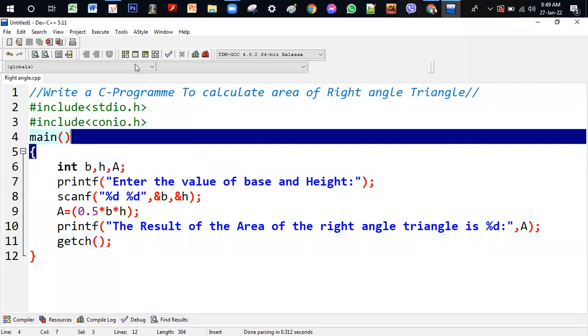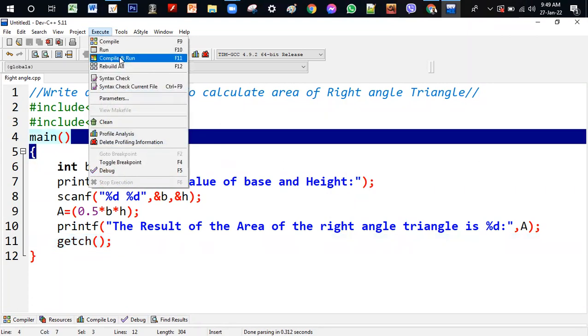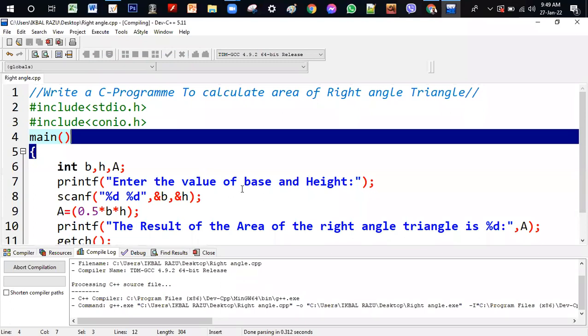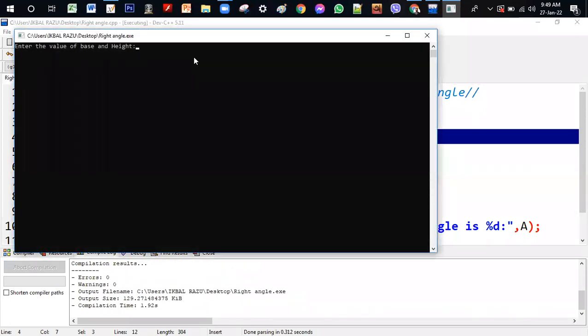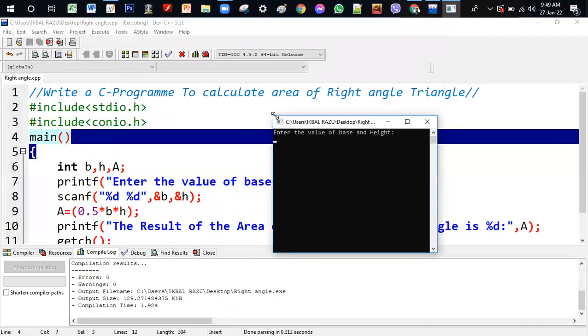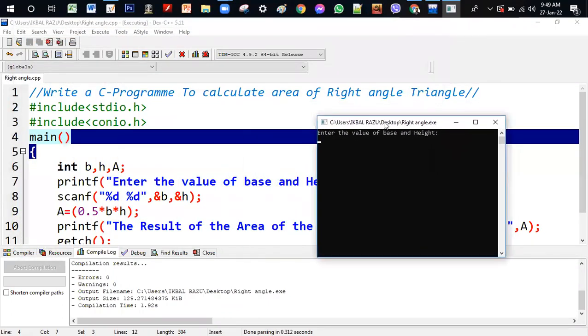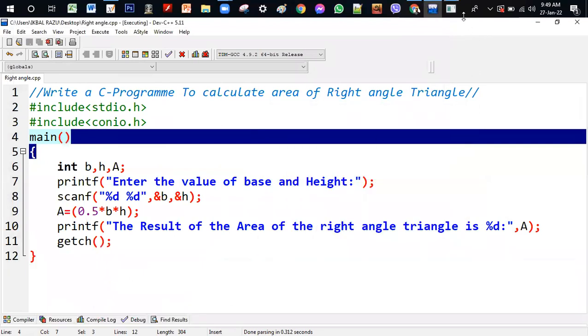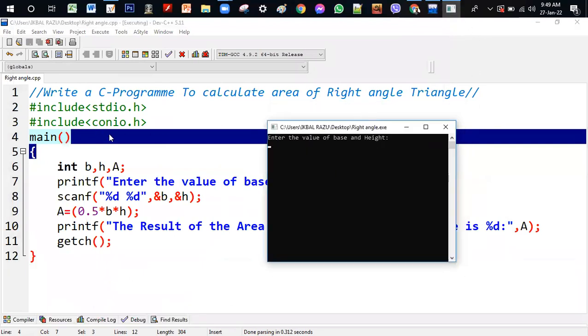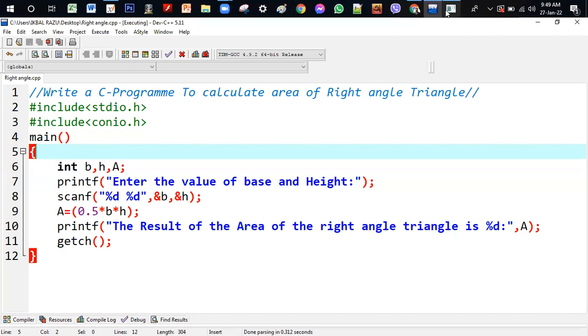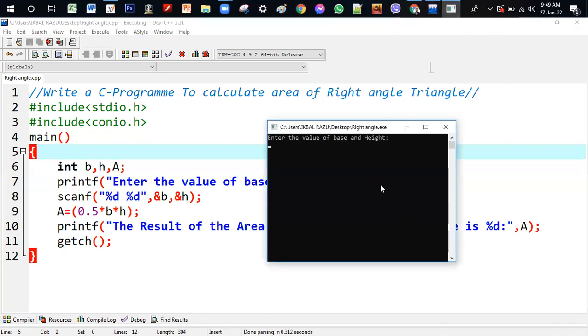So now execute the program. Execute, compile and run. This is the execution window. The black window is the execution window. Enter base and height. We have to enter the value of base and the value of height. Now input the base 5 and input the height 5.